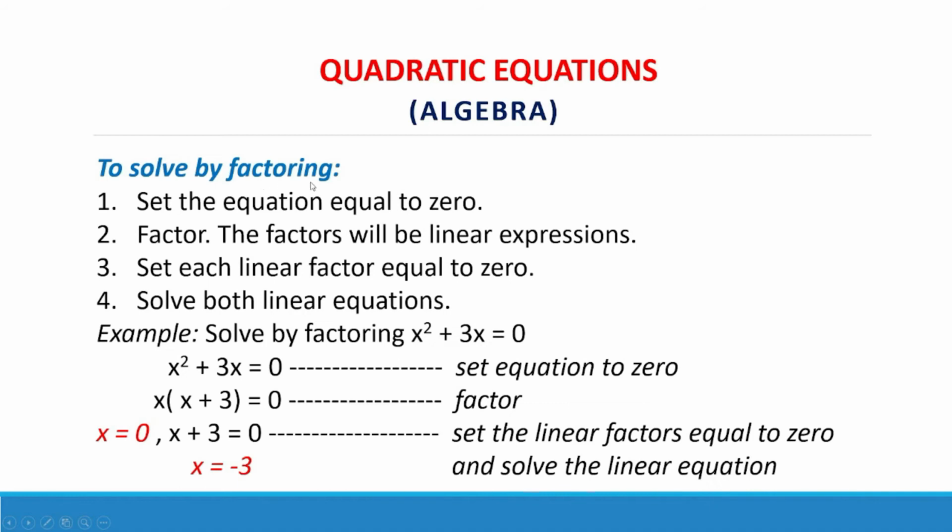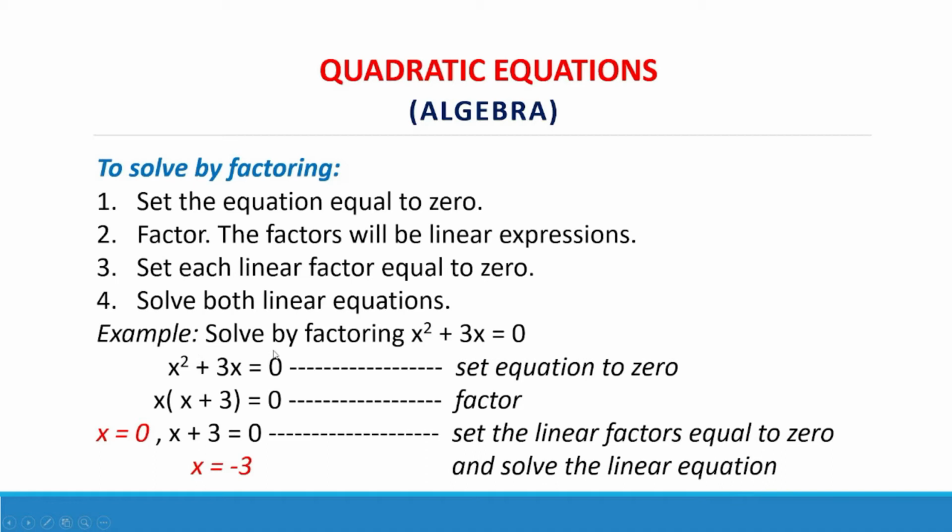To solve by factoring, first, set the equation equal to 0. Number 2, factor. The factors will be linear expressions. Number 3, set each linear factor equal to 0. And number 4, solve both linear equations.